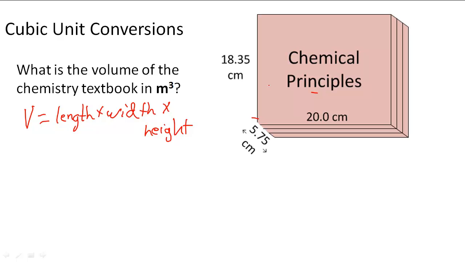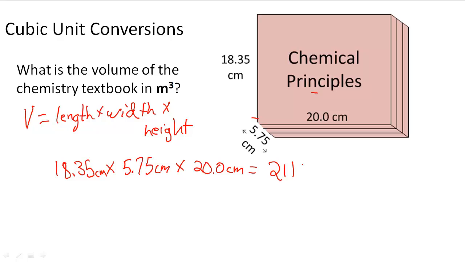So what we're going to do is multiply 18.35 centimeters times 5.75 centimeters times 20 centimeters. And then when we do that, 18.35 times 5.75 times 20, we're going to get 2110.25 centimeters cubed.